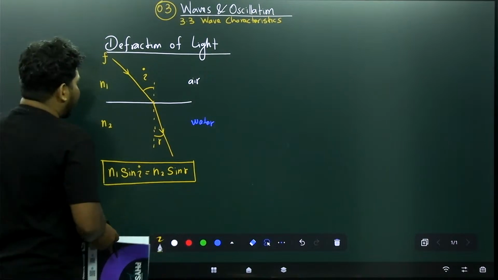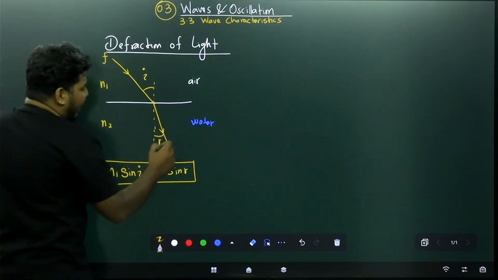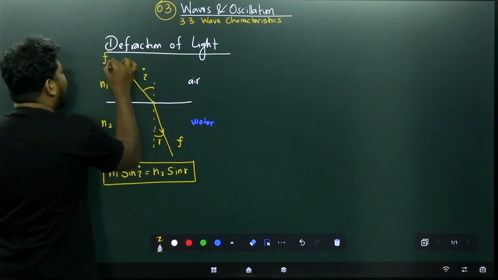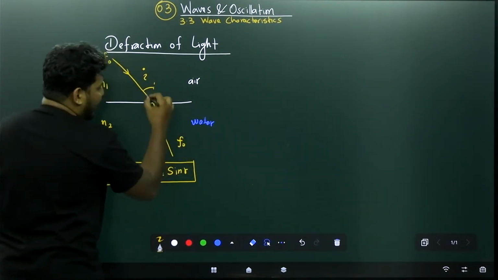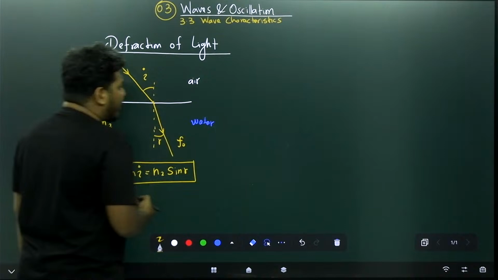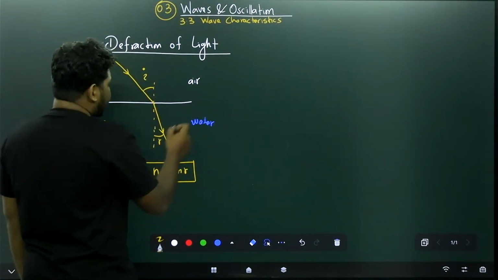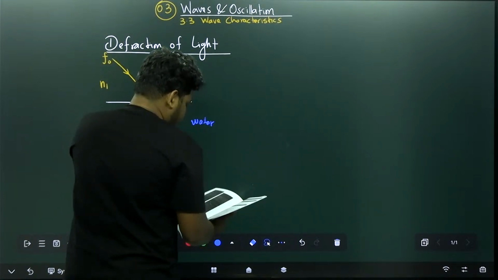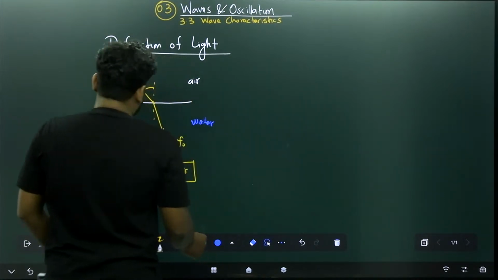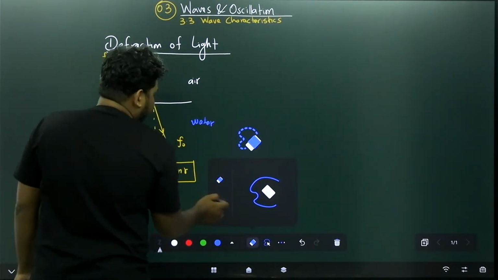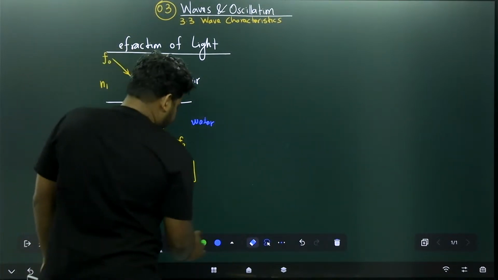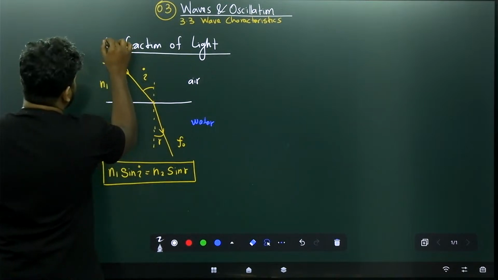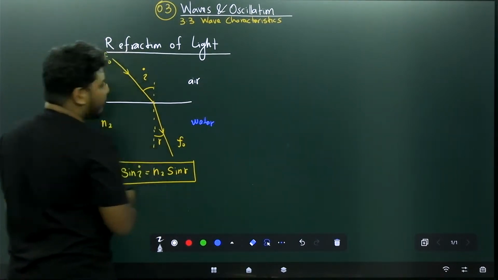So in this light beam or light ray, the frequency is constant here. It won't change. If it is F naught, the refracted light is also F naught here. So look at this one. This is not like diffraction, right? Refraction. We are studying about refraction here.